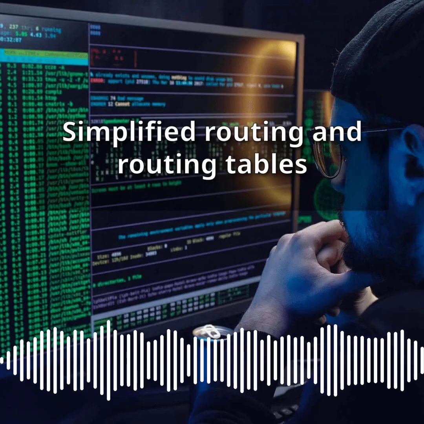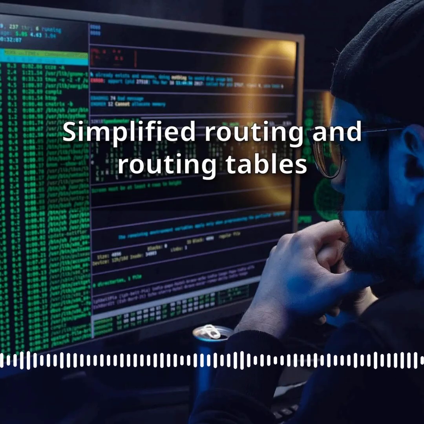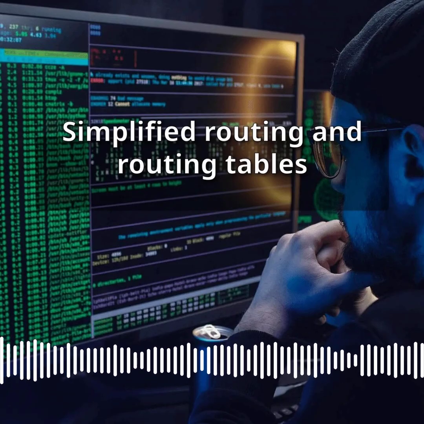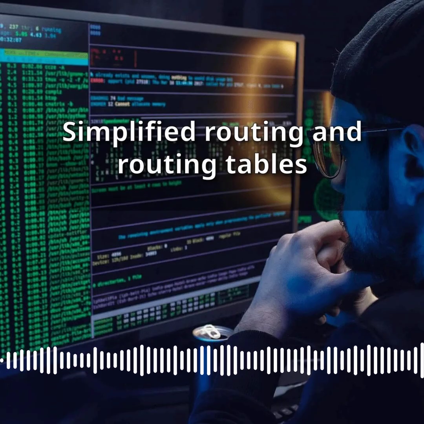Dynamic routes are learned automatically by the router using routing protocols. These protocols allow routers to communicate with each other, share information about the networks they know, and update their routing tables accordingly.